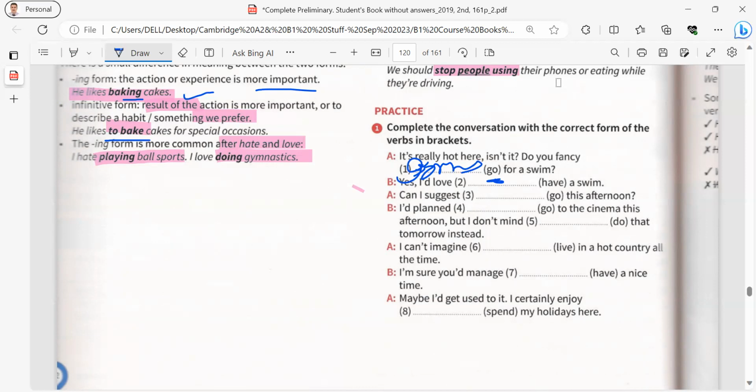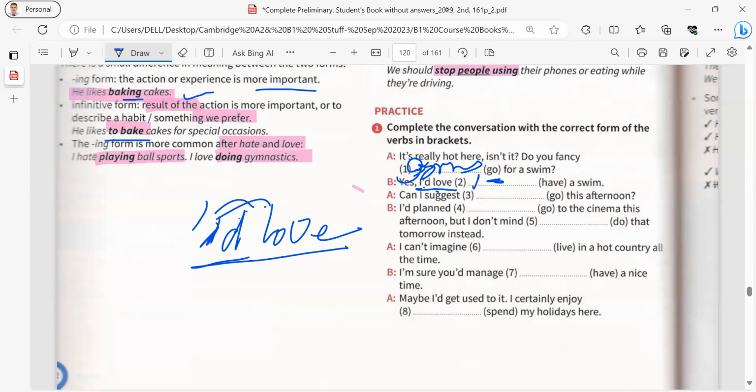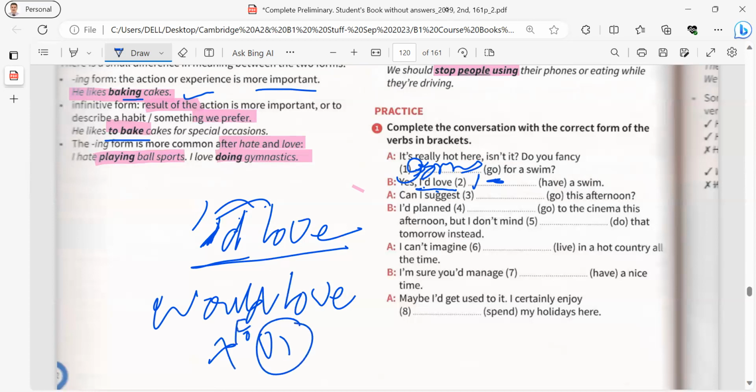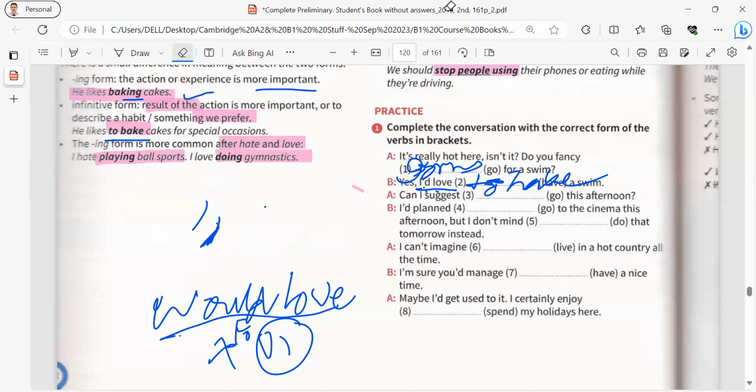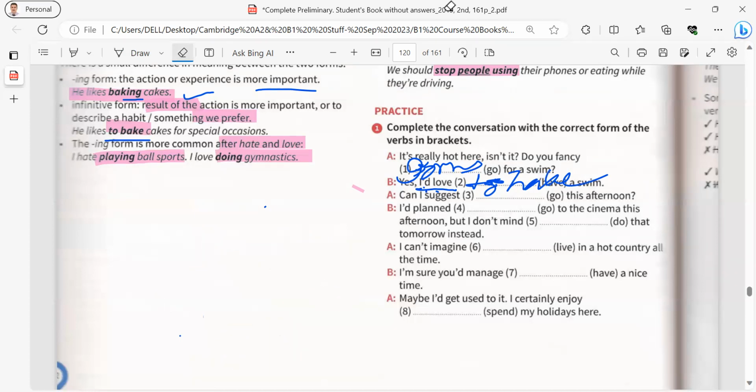I'd love to have a swim. Be careful here. I'd love. No, it's "I'd love to". Here "I'd" means "would love". Would love, you must write the infinitive: I'd love to have. So the answer is "to have", because "I'd love" is an idiom. If it is without "would", yes, you are right, you can use loving or having.